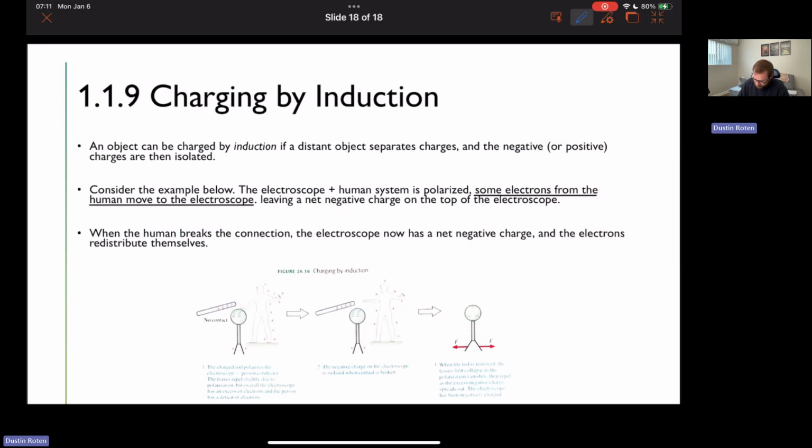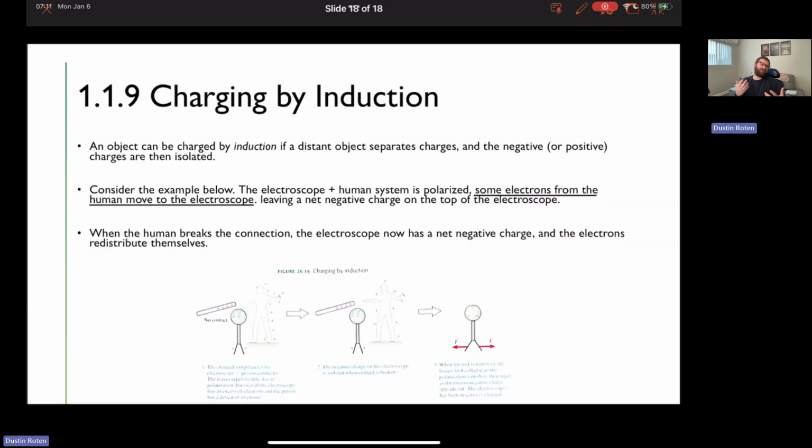All right, let's see. Let me check. Yes. Last little topic. I don't know why the book doesn't go into this in more detail, but something to think about is you can charge by induction. Basically, this is a situation where you can charge something by not actually touching it to redistribute charge, just doing some clever trickery to charge something. So essentially, if a distant object separates charges, the negative or positive charges are isolated.